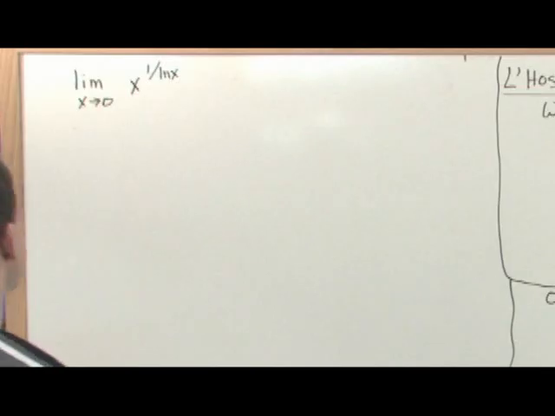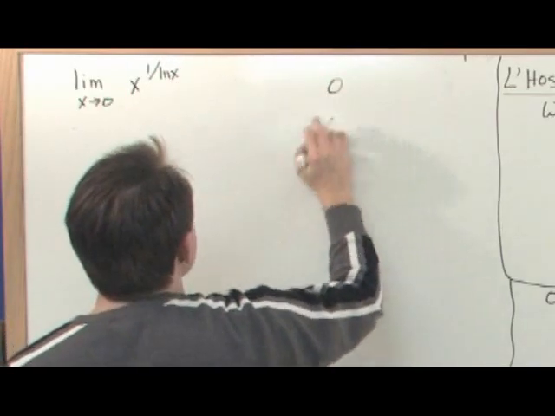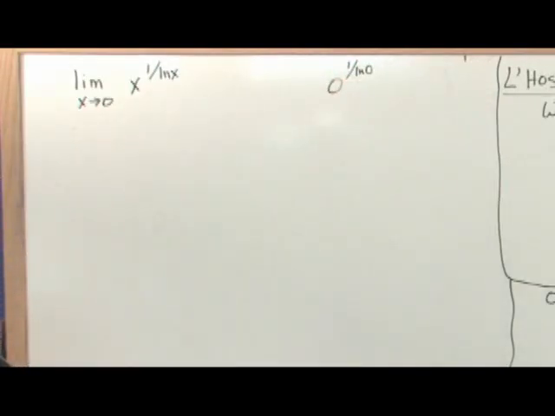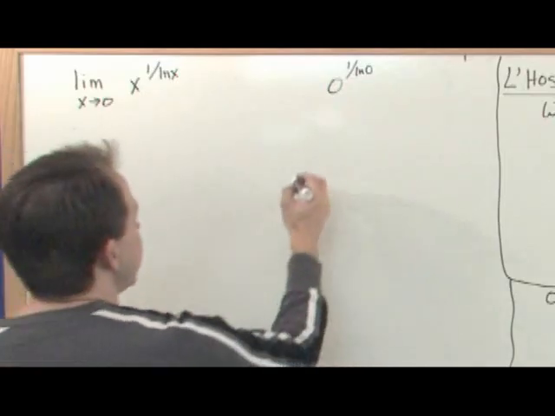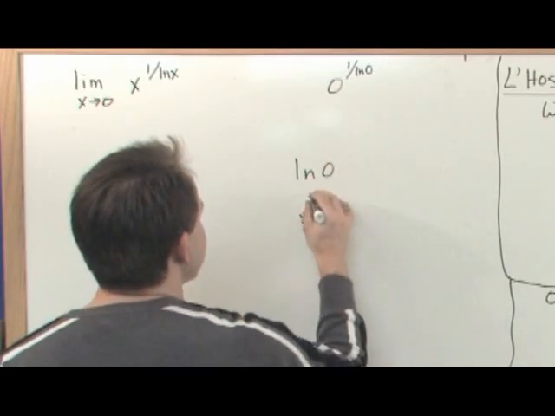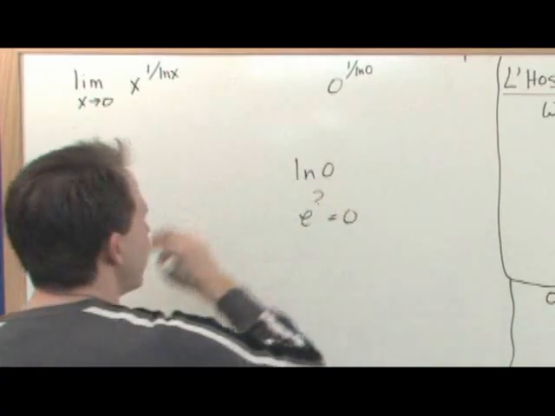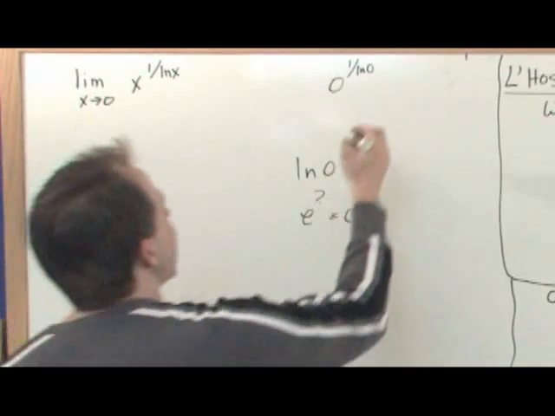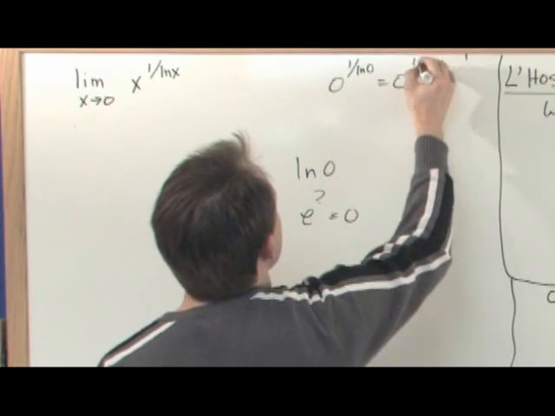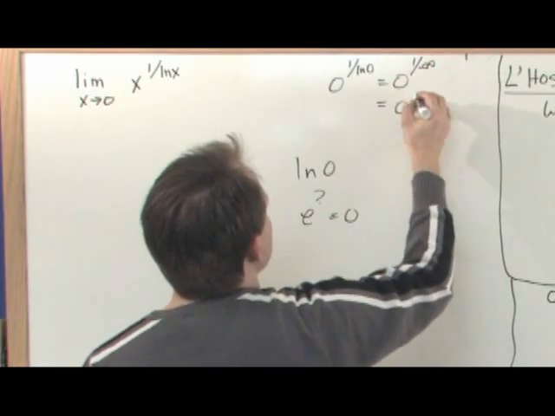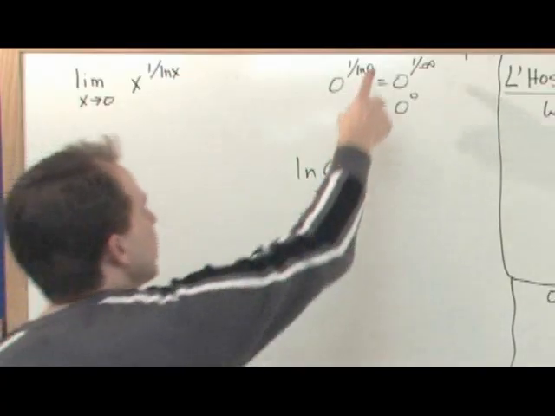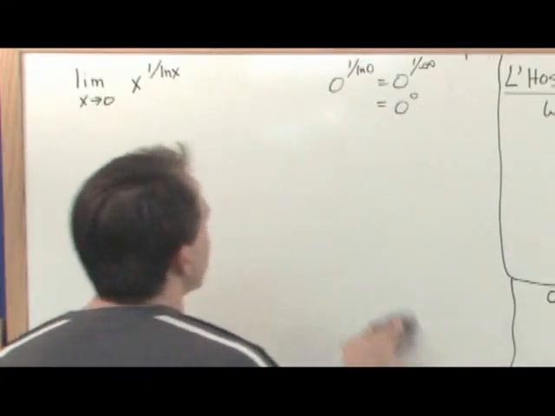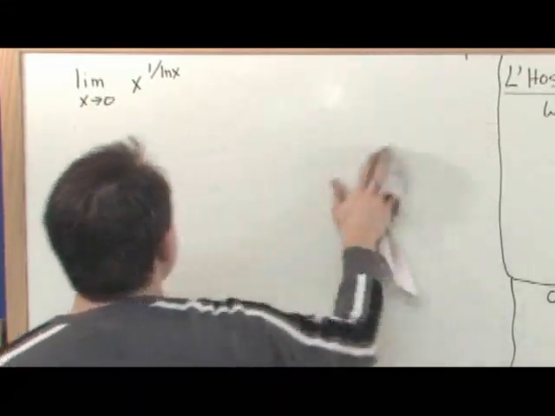So what form would this be? Plugging in 0, the form is going to be 0 to 1 over natural log of 0. Okay, what is natural log of 0? Think about it: e to some number is 0. Well, what number could that be? It's got to be negative infinity. So the form is going to be 0 to the 1 over negative infinity, which is going to be 0 to the power of 0. Because 1 over infinity gives you the 0 up there. And if you look over here, 0 to the power of 0 is one of those indeterminate forms that you can't do without using L'Hopital's rule.